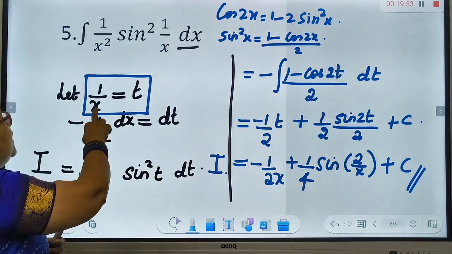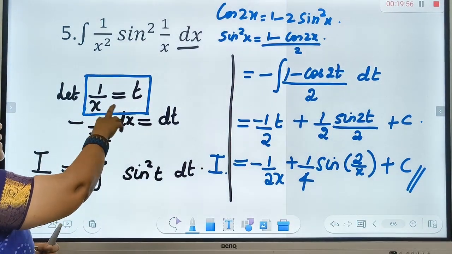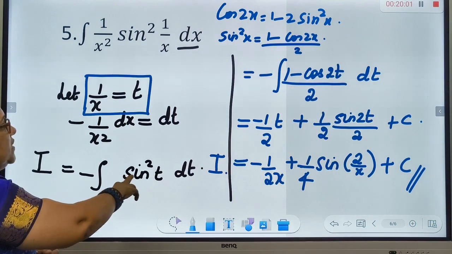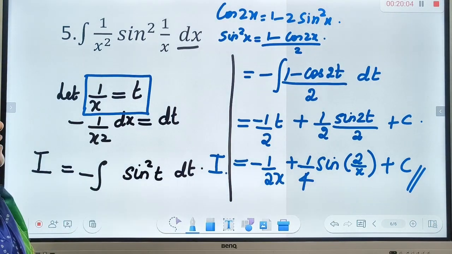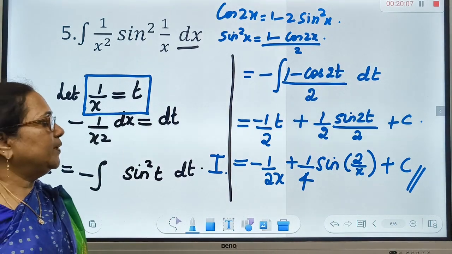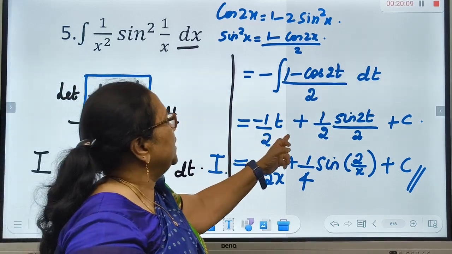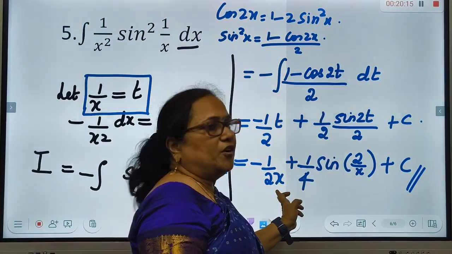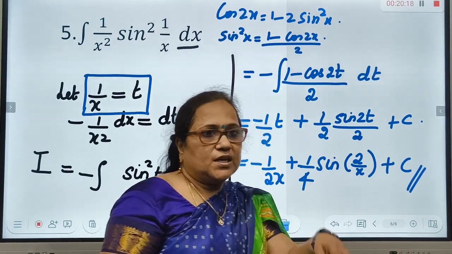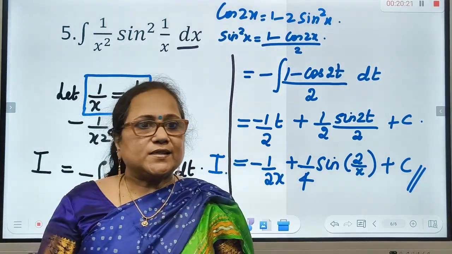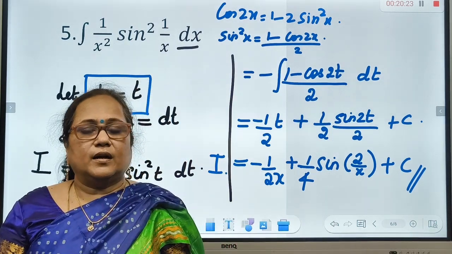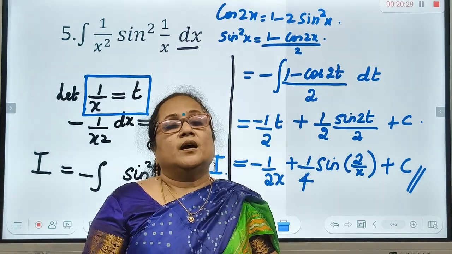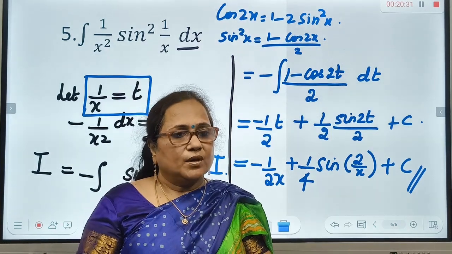Okay. So here the technique that has been used is the method of substitution. 1 by x equal to t, minus 1 by x square dx is dt. So I becomes minus sine square t. Sine square t I can write as minus of 1 minus cos 2t by 2 dt. Then minus half into t plus half into sine 2t by 2 plus c, then I substituted for t as 1 by x. Is it clear? Please practice these problems. Once you develop the idea of where you should use such techniques, then solving problems in integration will become quite simple.